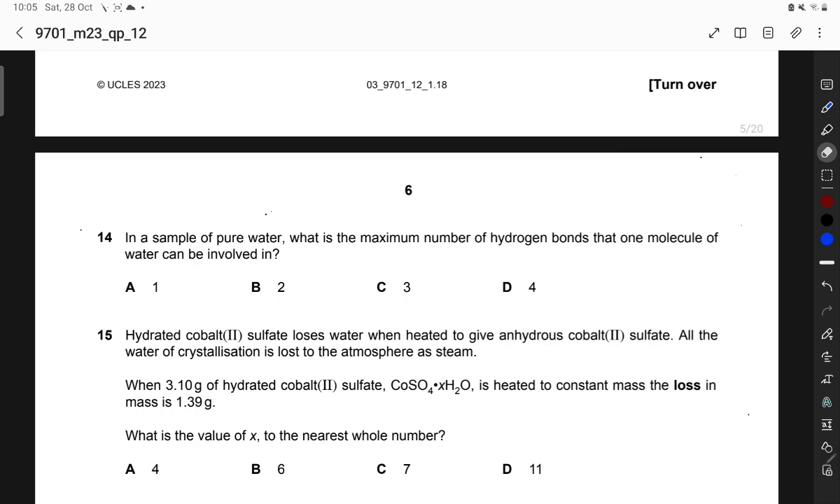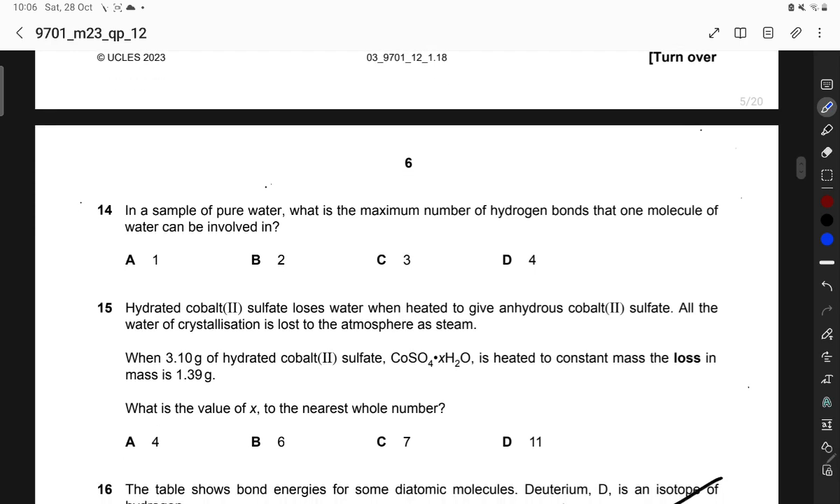In a sample, question number 14, in a sample of pure water, what is the maximum number of hydrogen bonds that one molecule of water can be involved in? So how to determine the number of hydrogen bonds? For example, we have pure water, H2O, 2 atoms of hydrogen and 2 lone pairs, 2 lone pairs and 2 hydrogen atoms.